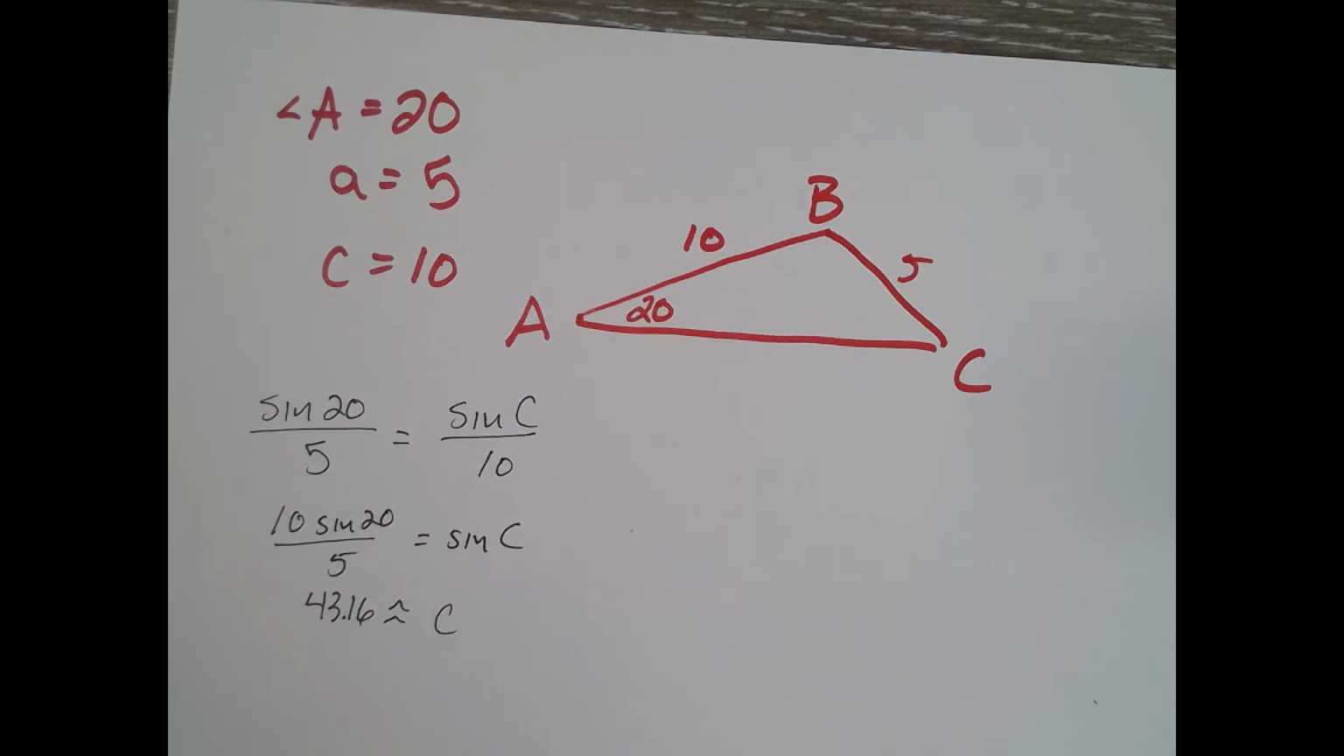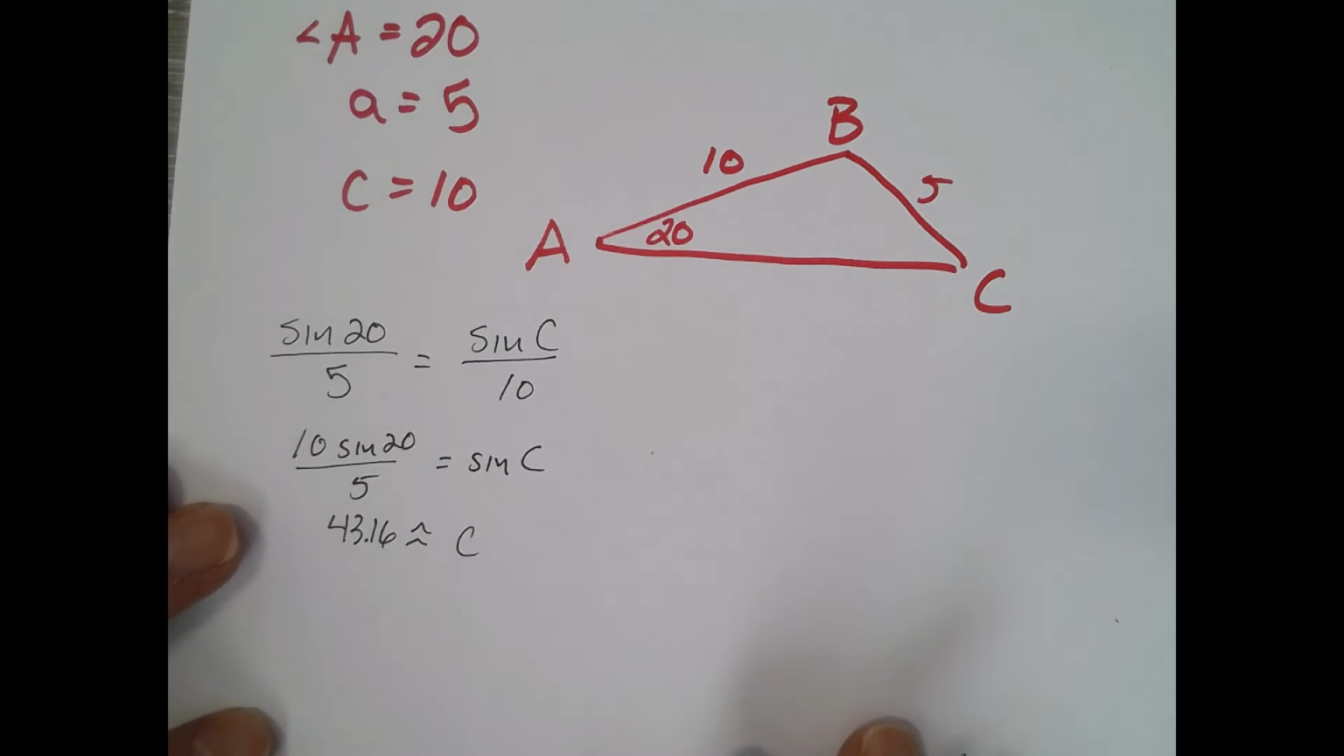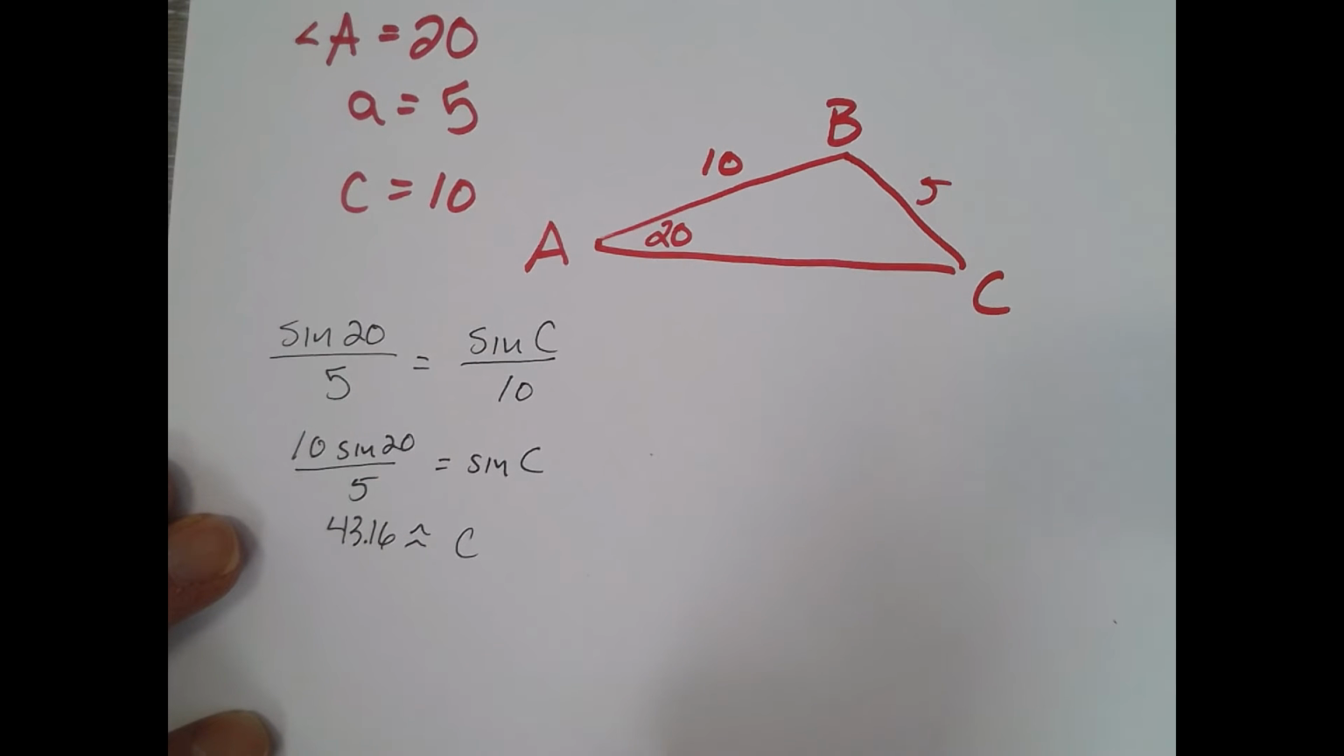My calculator's giving me different answers. So are you in degrees? Did you check? Hit mode and see if you're in degrees or radians, because if it's in radians, it's a mess. You're in radians? Okay. All right, so 43.16. Nothing different about what we've done so far.